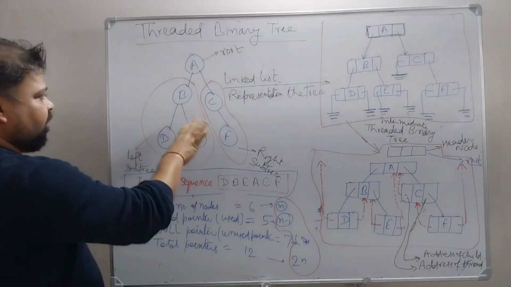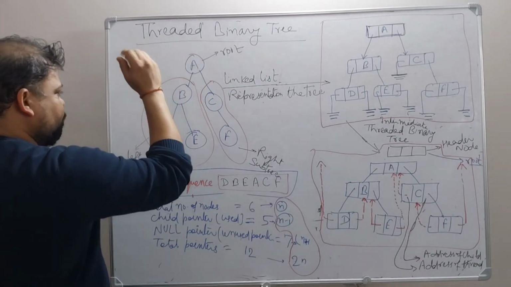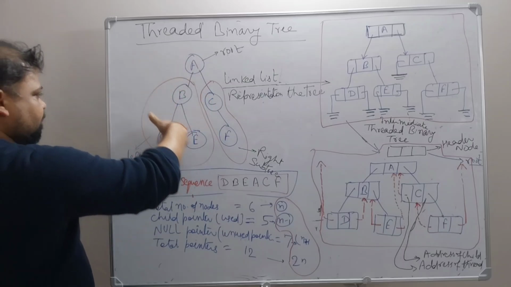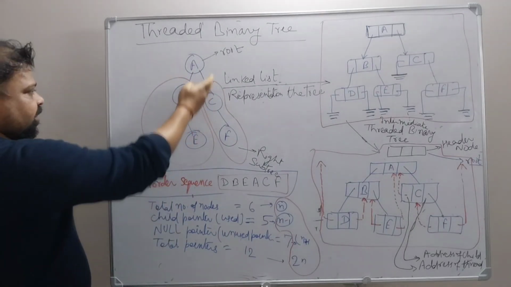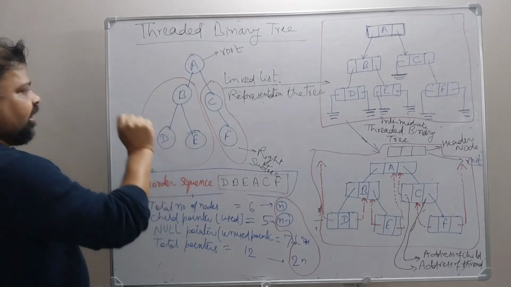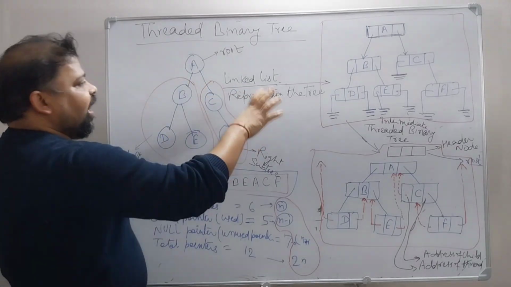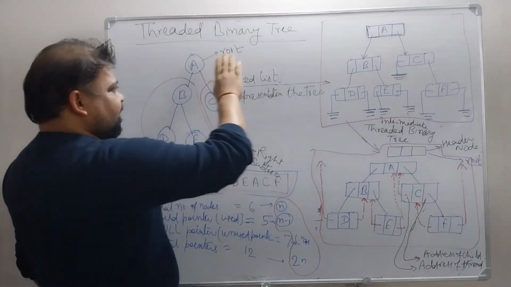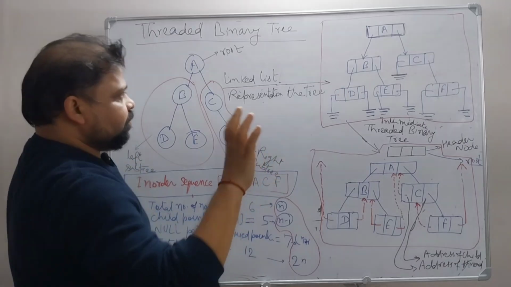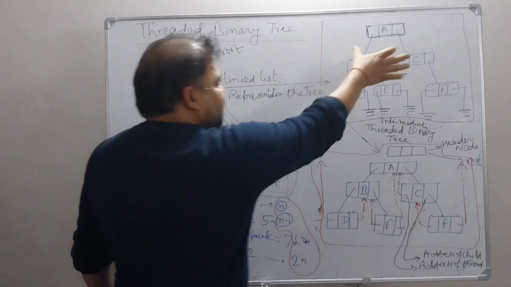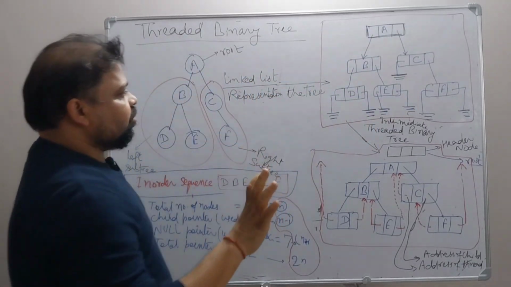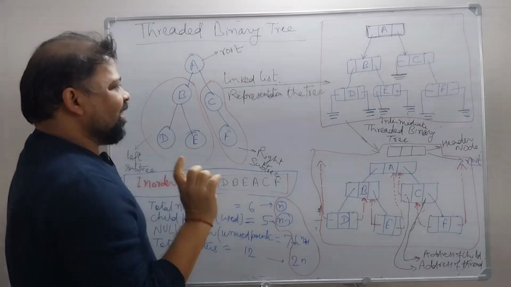In these 6 nodes, you will see that A is the root node. This entire part is the left subtree, and this part is the right subtree. If I am going to represent this tree as a linked list, then there is the requirement of 3 fields for each and every node. Here you can see the pictorial representation of the tree in the form of linked list.